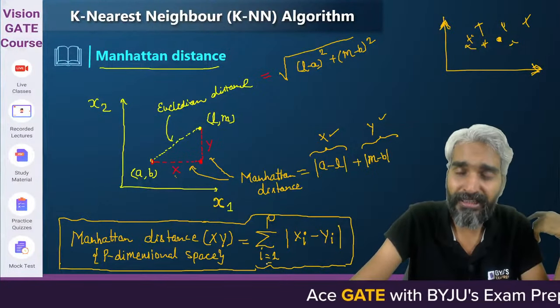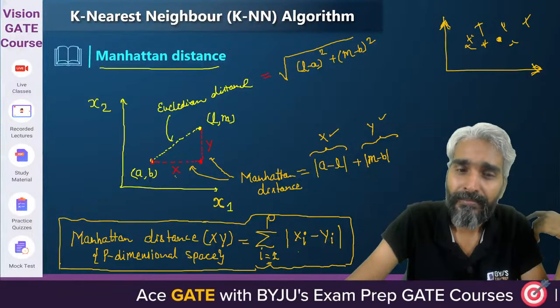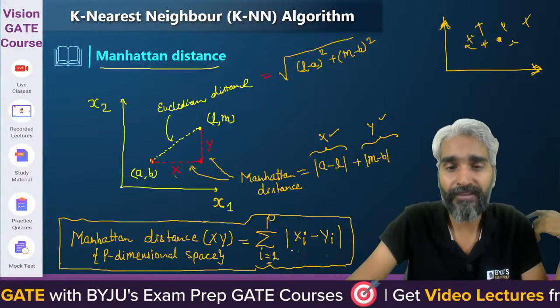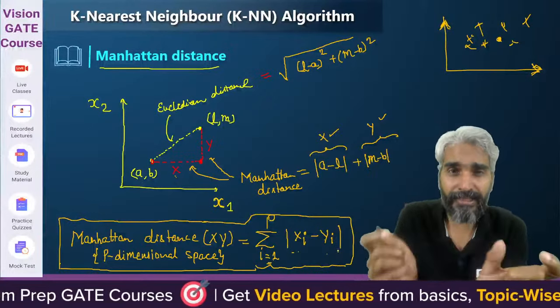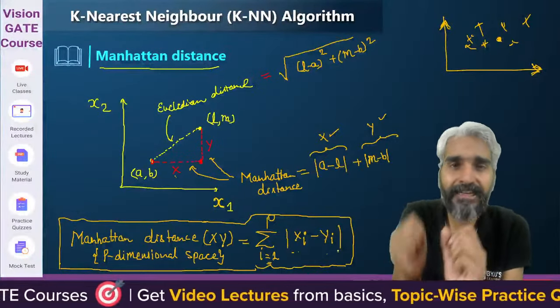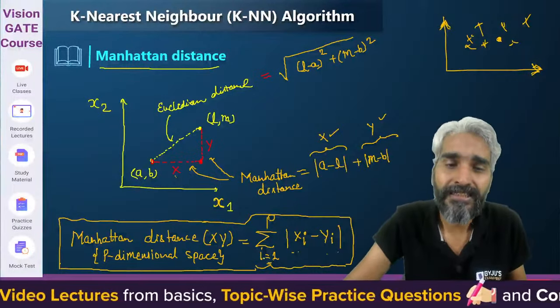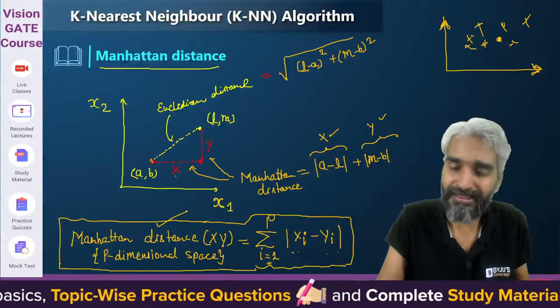So, in dimension 1, with respect to point x, the value will be x1. In dimension 1, with respect to point y, the value will be y1. So x1 minus y1 will be the distance in dimension 1. x2 minus y2 will be the distance in dimension 2. So just sum up the modulus of all those distances, you will get the Manhattan distance. So that's the simple logic.